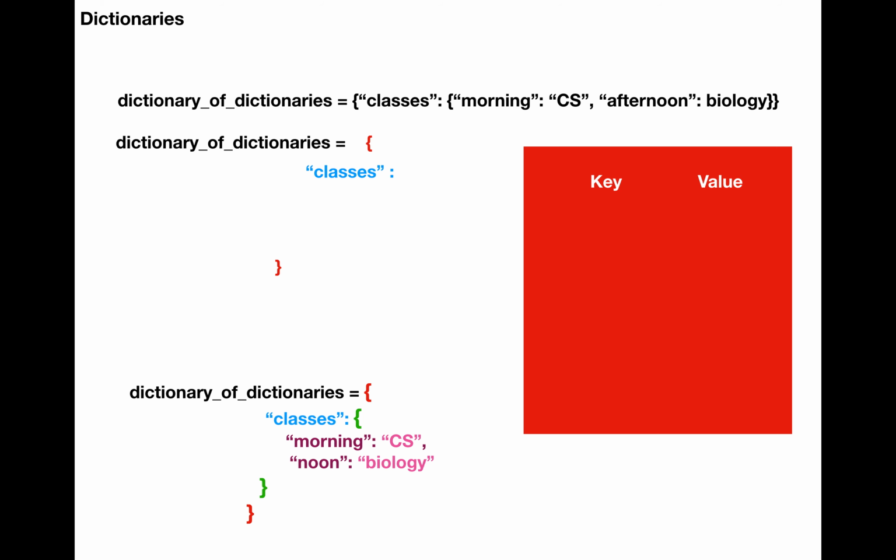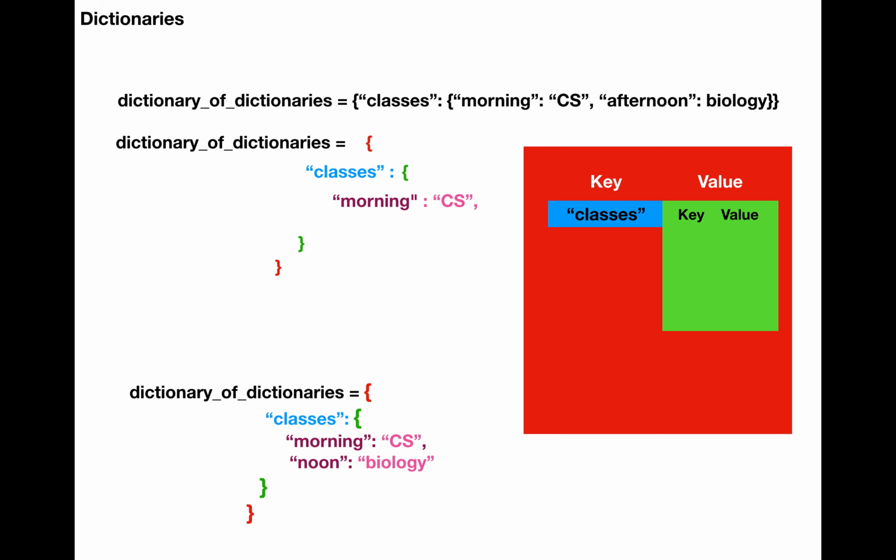And then we have this red dictionary's first key, which is classes, and it's a string, and we can visualize this, which is attached to another dictionary with the curly braces, and in this case it's going to be a green dictionary, which also has key values. Inside of this second inner dictionary, we have a key, which is morning, and a value, which is CS. And then we have another key, which is noon, and another value, which is biology. So we end up with a structure similar to this one. Let's say that we wanted to access values from this dictionary of dictionaries.